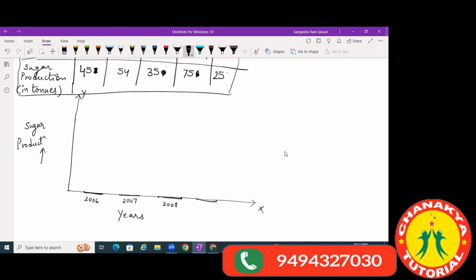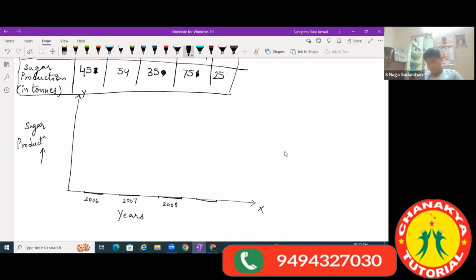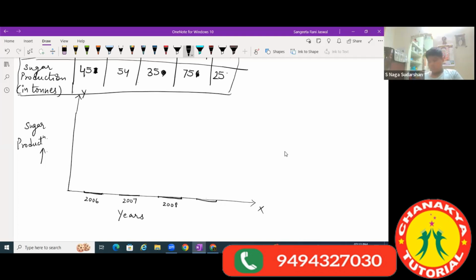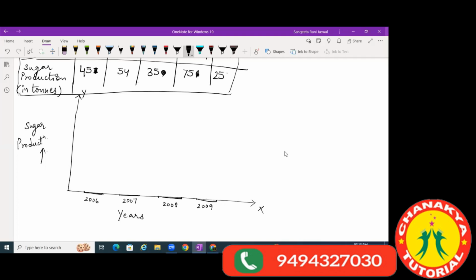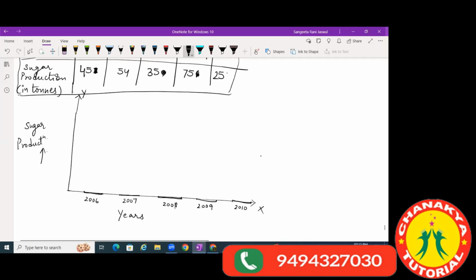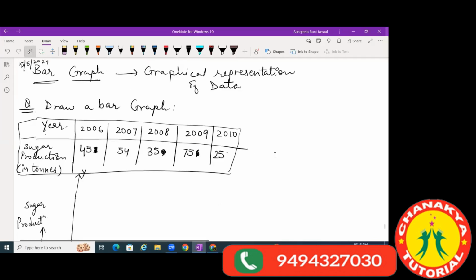Okay, 1 centimeter, equal gaps should be there. And even the width of the bars should also be equal. That's the main thing in this. Yes, ma'am. What should I take as the width? Like 2 boxes or only 1 box? One box. So the width of a bar is 1 box, and we need to leave a box in between also. Okay. So this is the data. These are the bars I've created from 2006 to 2010.